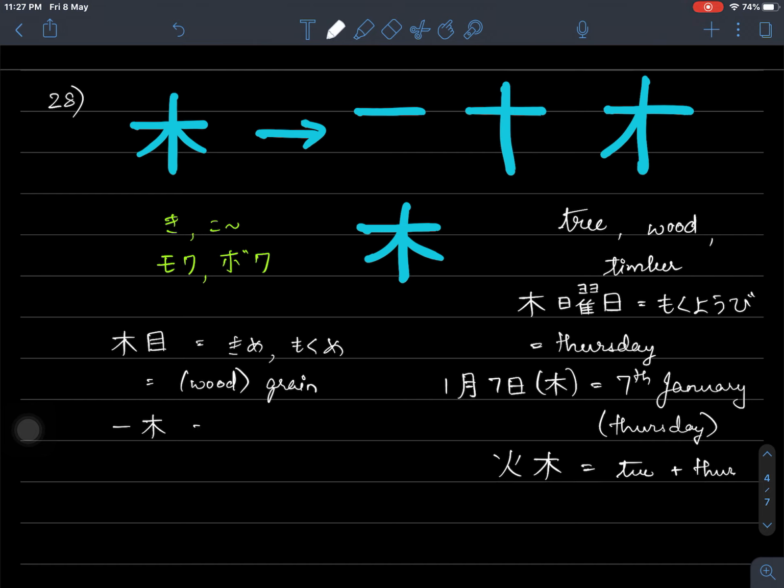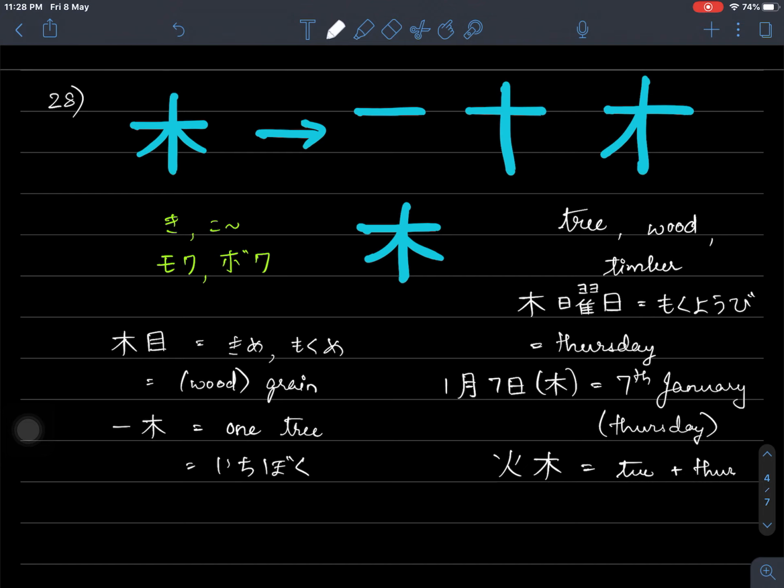Let's see. So what do you suppose this means? This means one tree. One tree. Pretty straightforward how that works out. And you will read this as ichi boku. Ichi boku, the other reading for tree. Okay, let's move on to the next kanji.